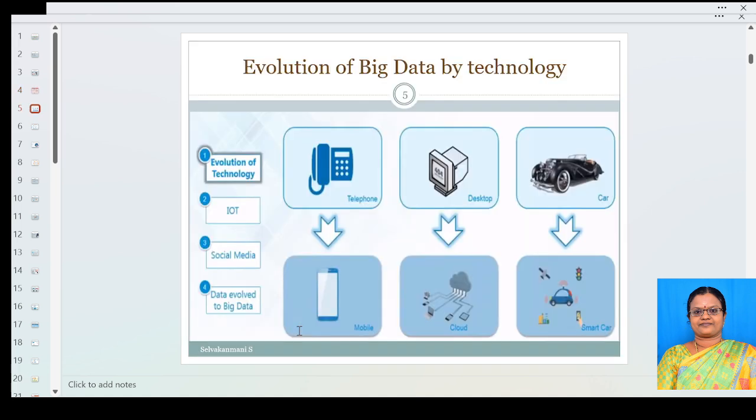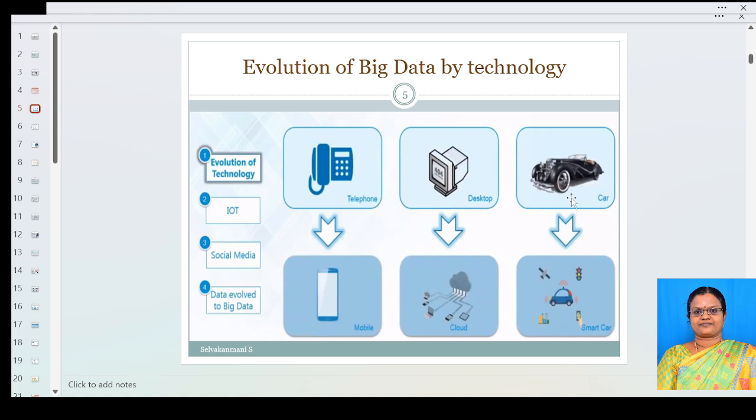So, evolution of big data by technology. If you see, there is an evolution in terms of devices like telephone, desktop, car. The telephone has evolved into the mobile these days, which again acts as a multi-purpose device and produces a large amount of information. And the desktop has been replaced with cloud technology, where multiple devices are connected and all the information generated by those devices is shared.